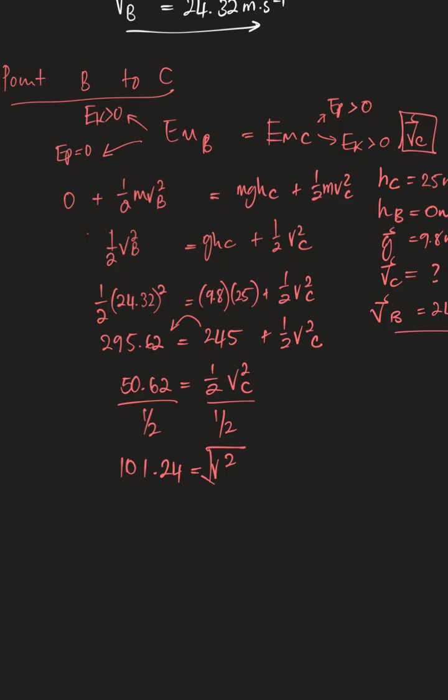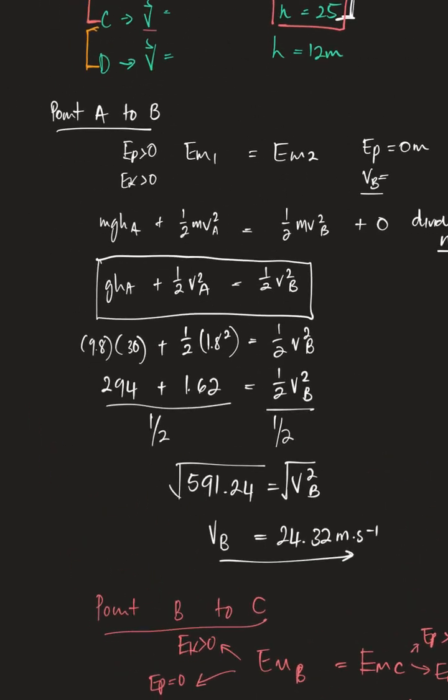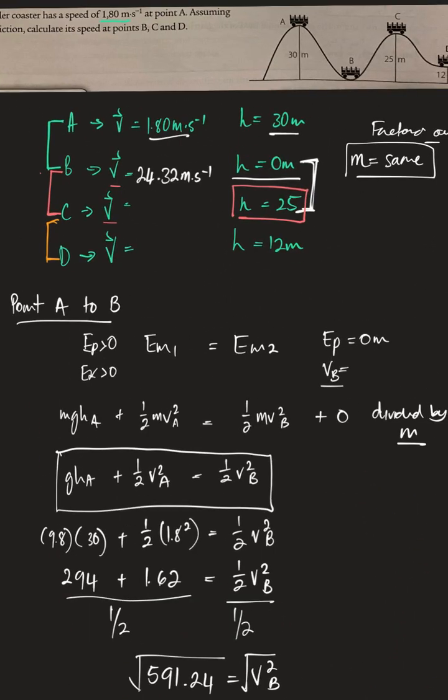But like we said, we don't want V squared. We want V. So I'm going to square root both sides. And I'm going to get VC is equal to 10.06 meters per second. Right. So that's the next thing. So I'm going to go back up here. And I'm going to say that this is 10.06 meters per second.